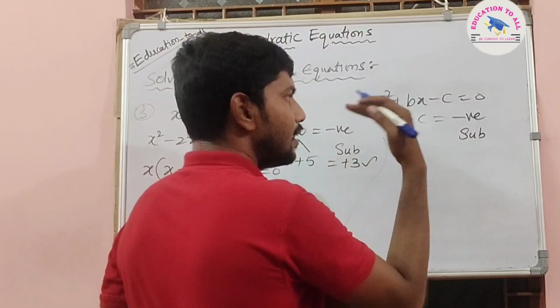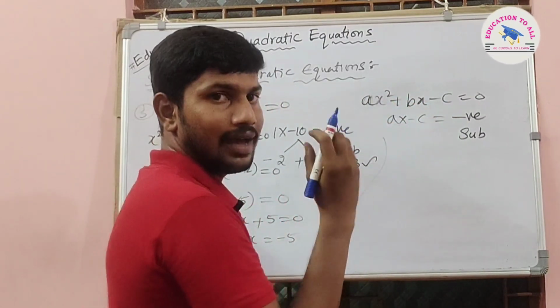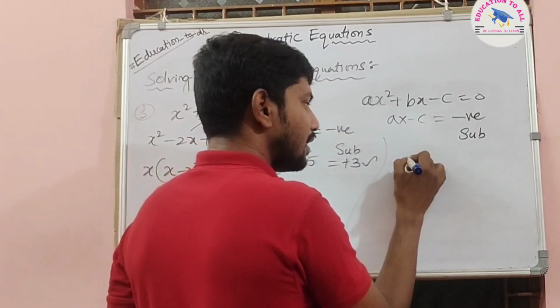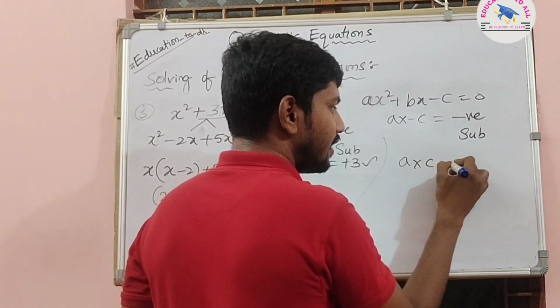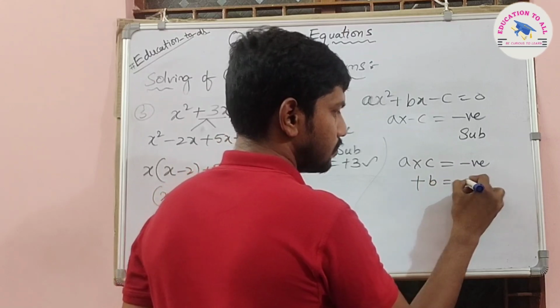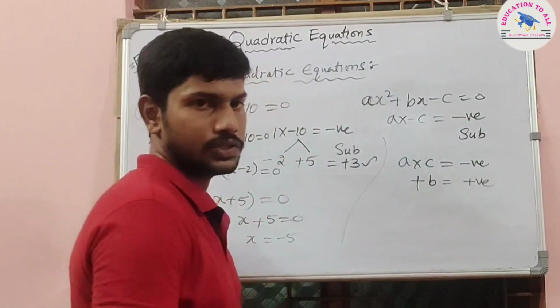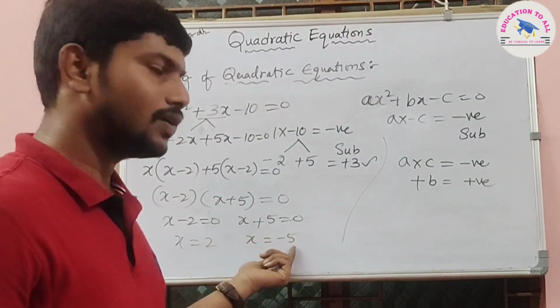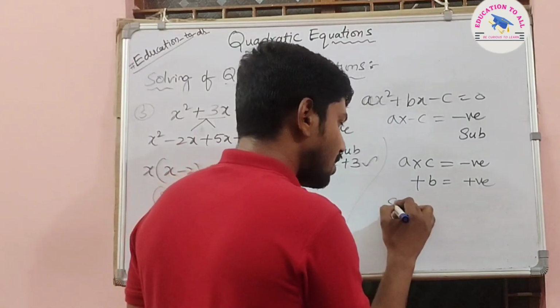If a and c are of different signs, so a into c will be negative and middle term b is positive. If b is positive, one root is positive, one root is negative. That we can say that the smaller number is positive.